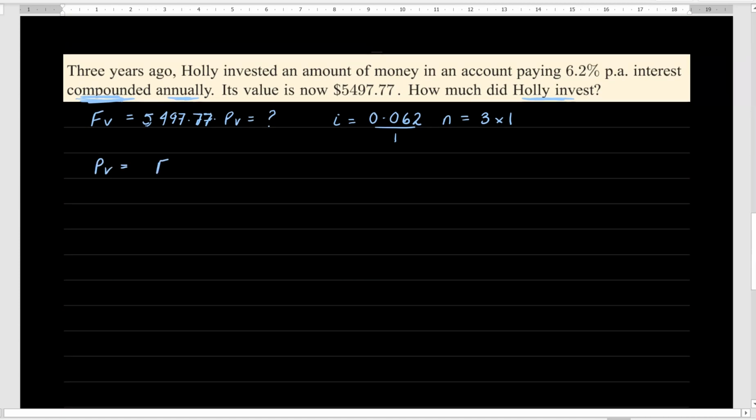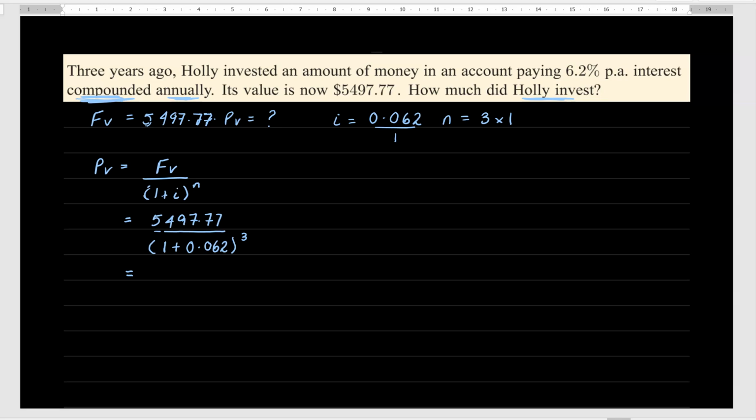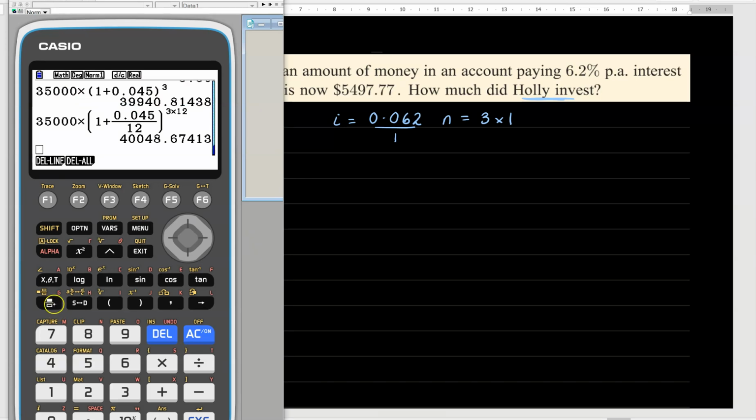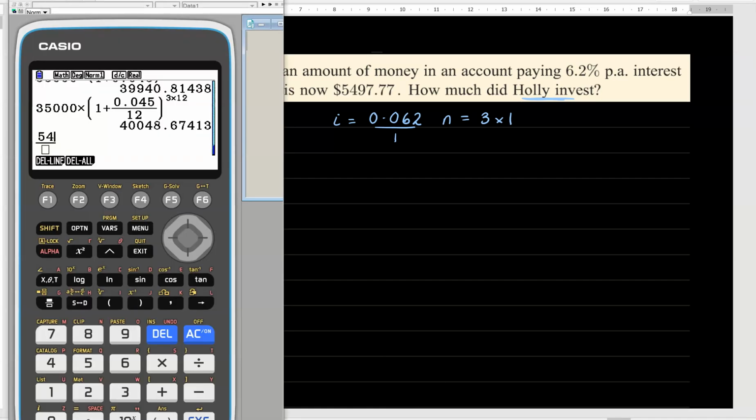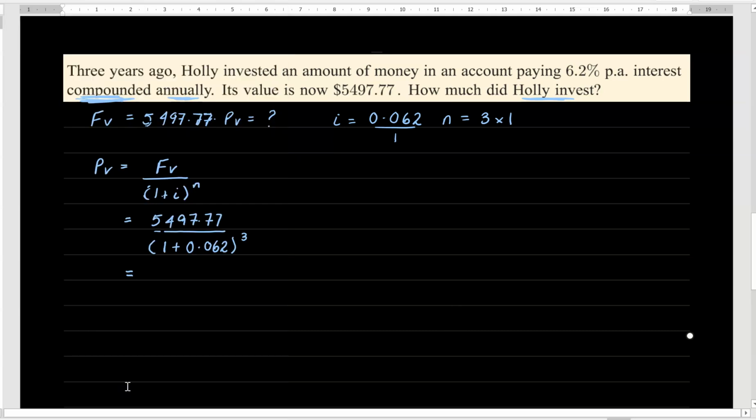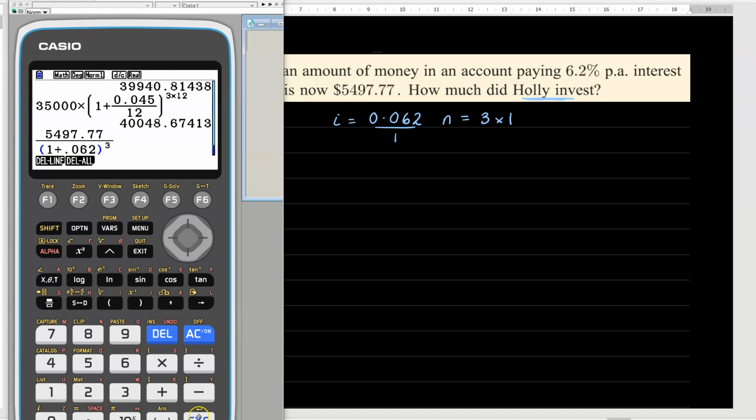So a nice organized help sheet will do wonders for you. So we end up with 1, that's your interest, that's your n, pop that into your calculator. So let's see how we go. 5497.77 all over 1 plus 0.062 to the 3. Okay, let's just double check. Yep. Okay, press enter.